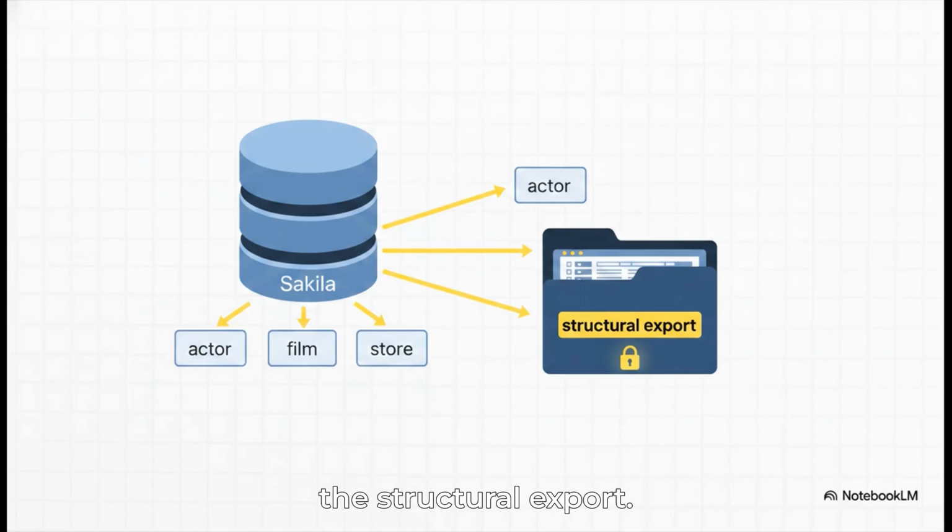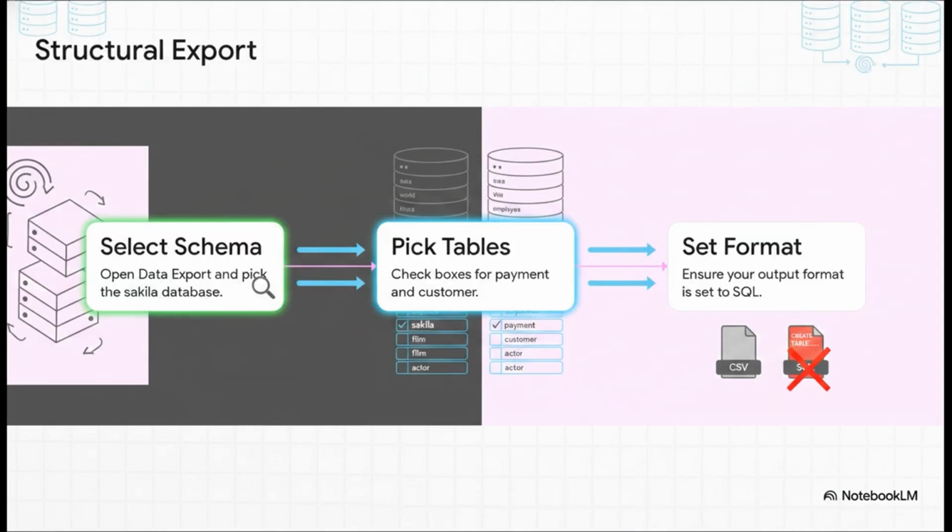Okay, phase one, the structural export. To show you how to do this safely, we're going to use the classic Sakila sample database as our local sandbox. We'll use it to package up exactly what our developer is asking for. So here is the exact tab-by-tab workflow you're going to follow in that administration pane. First up, you open the data export tool and select the Sakila schema. Second, just check the boxes next to the specific tables your developer needs. Let's say it's the payment and customer tables.